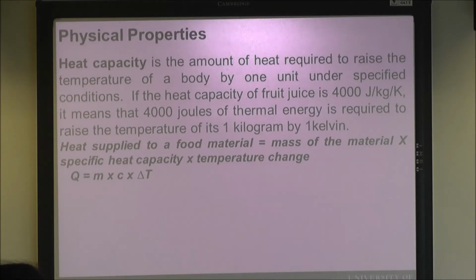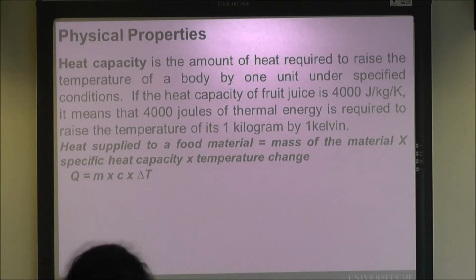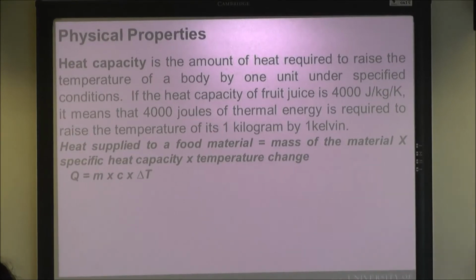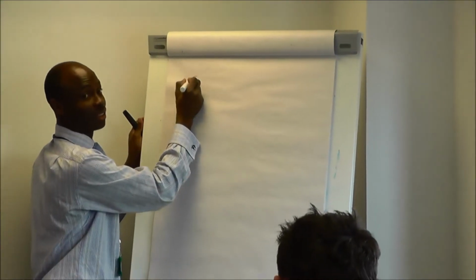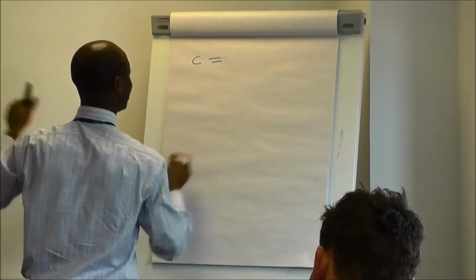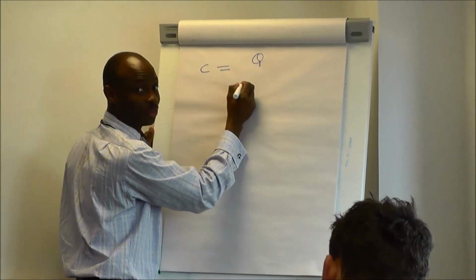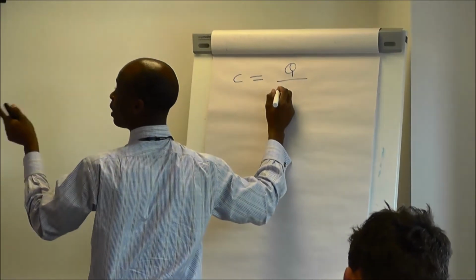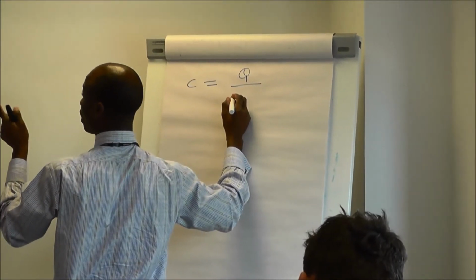So now, going back to our question, heat capacity, which is C, is the amount of heat required to raise the temperature of a body by 1 unit under specific conditions. What that means is that heat capacity is the amount of heat required, which is Q, to raise the temperature of a body by 1 unit under specific conditions.